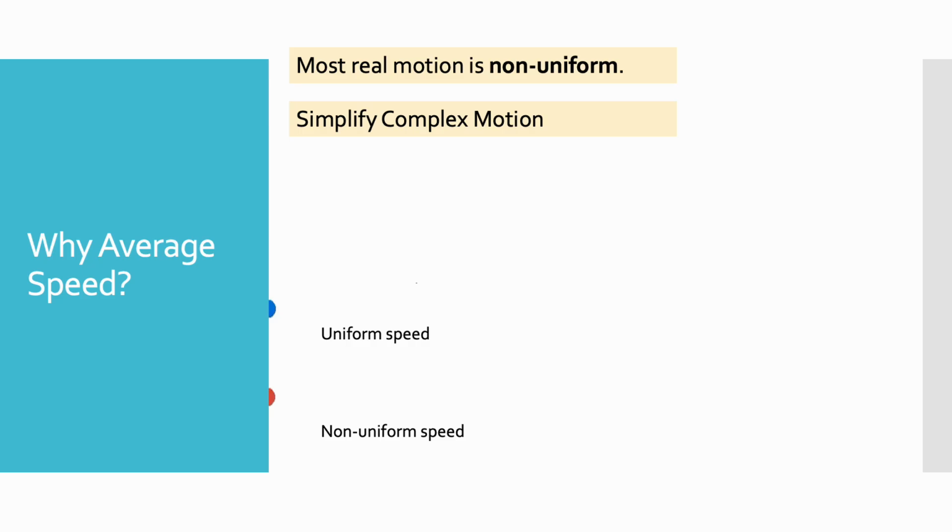In real life, most motion is non-uniform. A vehicle may slow down due to traffic, speed up on a highway, or stop at signals. So we need a way to simplify this motion. And that's where average speed helps us. It tells us the overall speed of the journey. If you observe carefully, the blue ball is traveling at a constant speed, whereas the red ball is traveling at non-uniform speed.